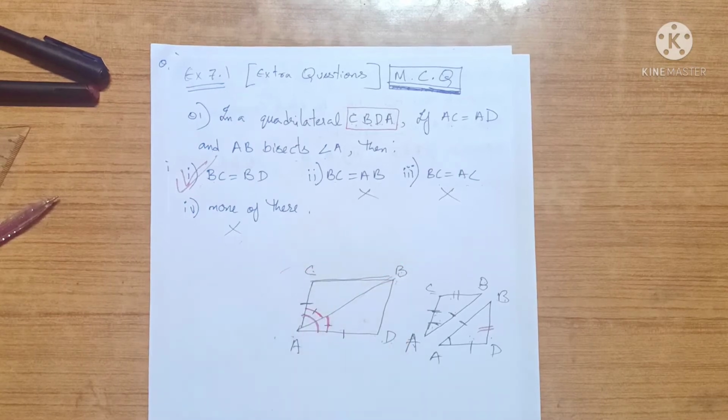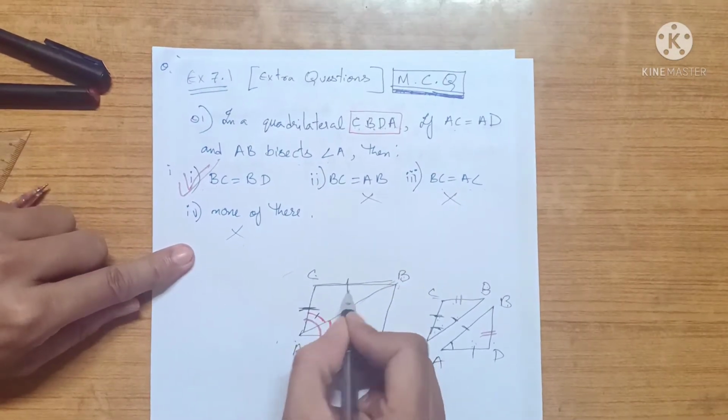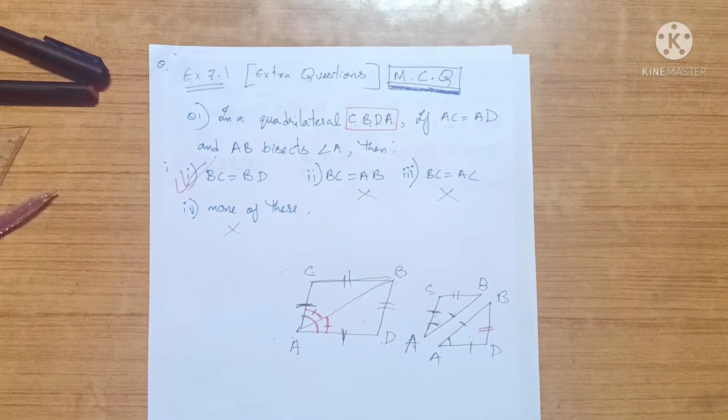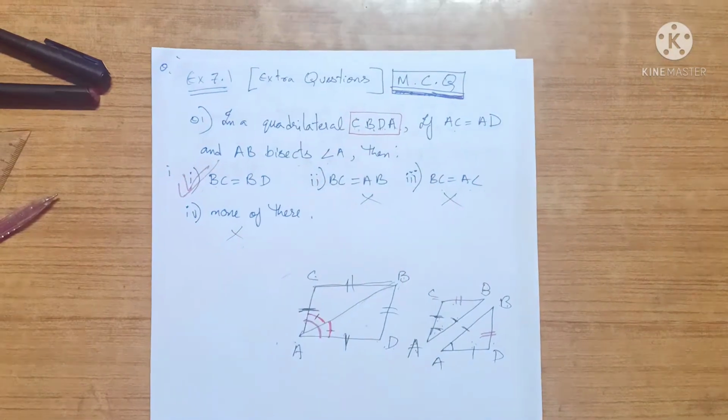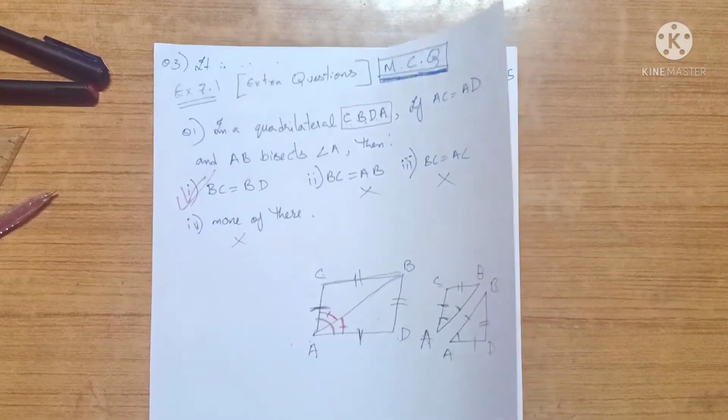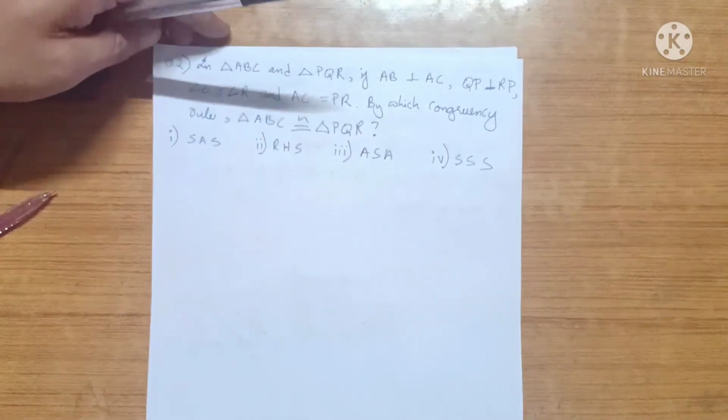BC equal to BD. That comes to our head no matter what, even if we don't know how to prove those two triangles are congruent. So what I'm saying is the main thing is the diagram. If you can draw the diagram, somehow you get an idea of how to do it. Okay, next question.